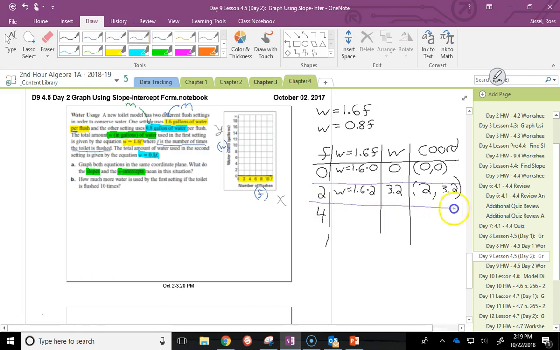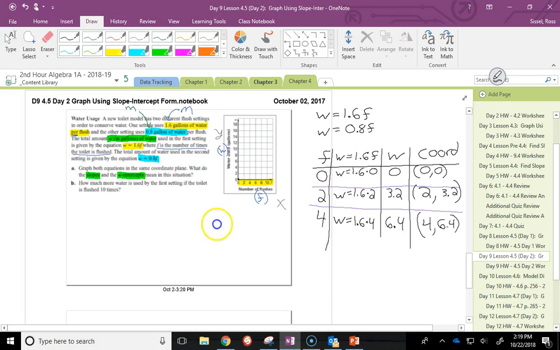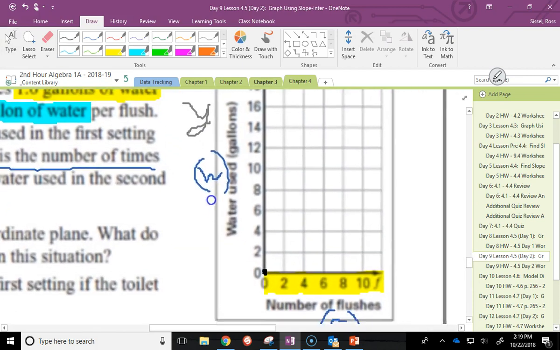I'm going to go to my 4th flush and show my work. W equals 1.6 gallons per flush times 4, and I should get 6.4, which means coordinates 4 flushes equals 6.4 gallons used. And I'm going to go ahead and graph this. So I have 0, 0. I'm going to zoom in my screen real quick for us.